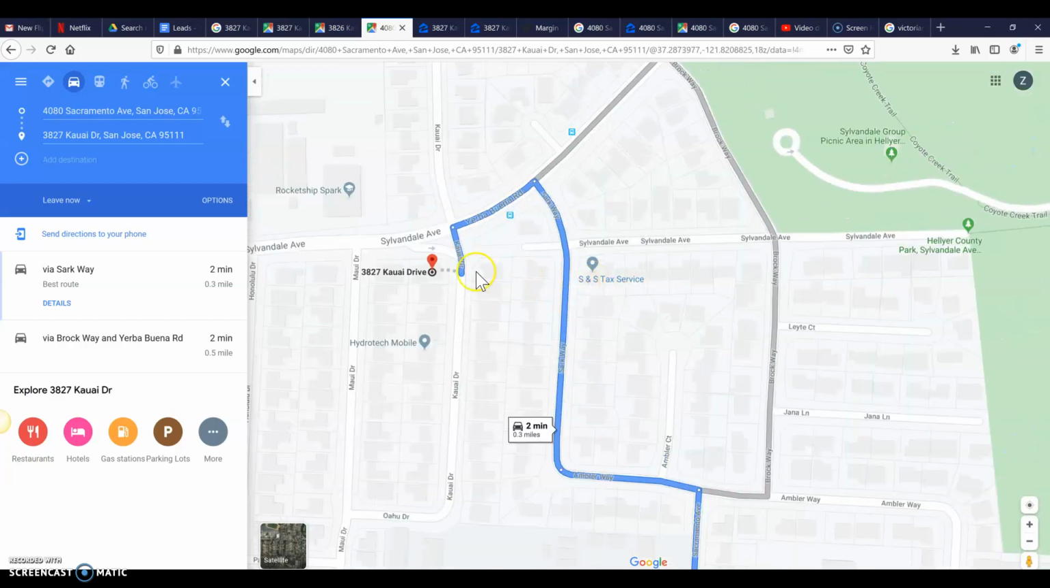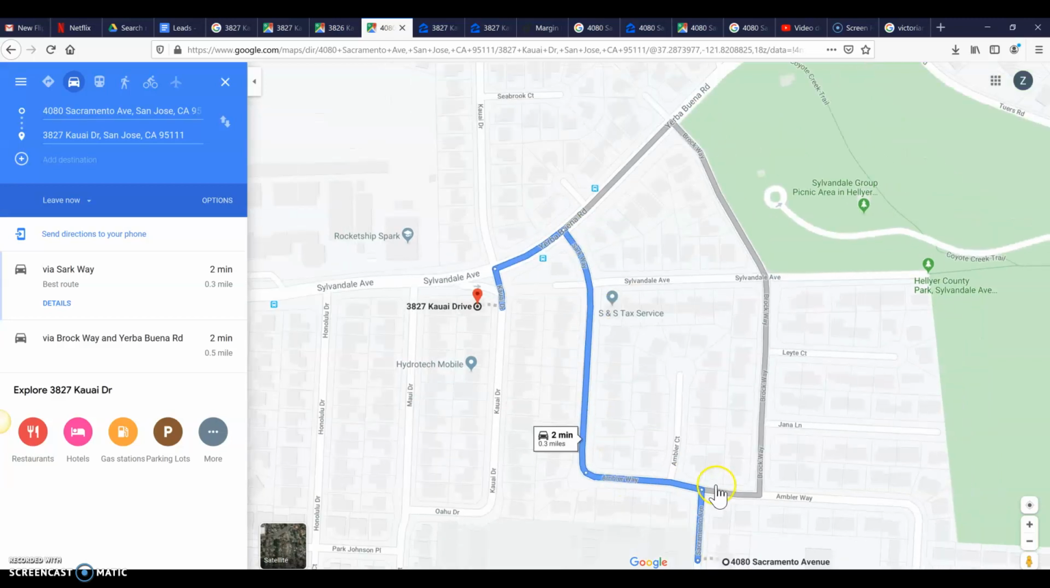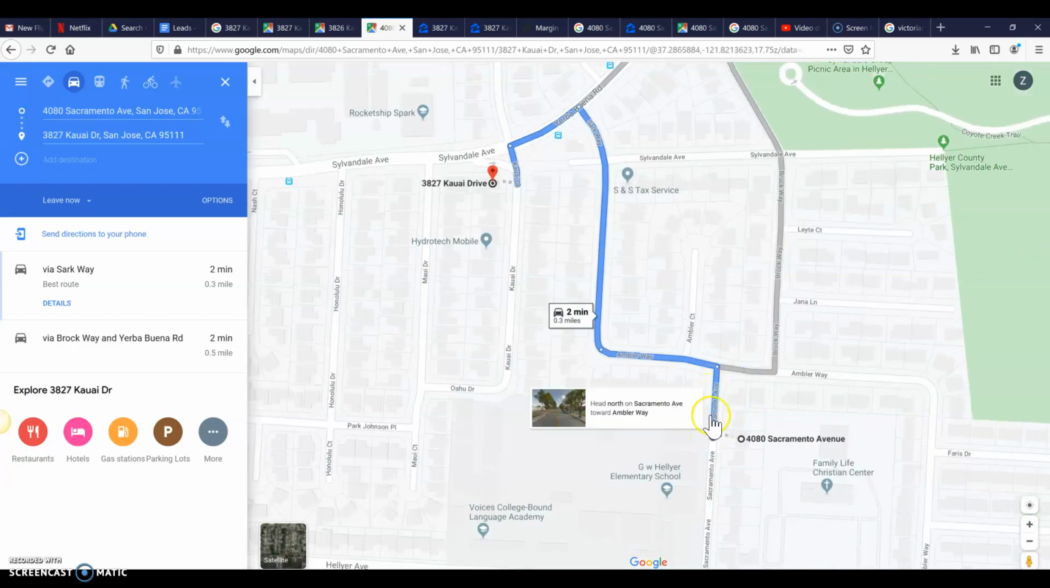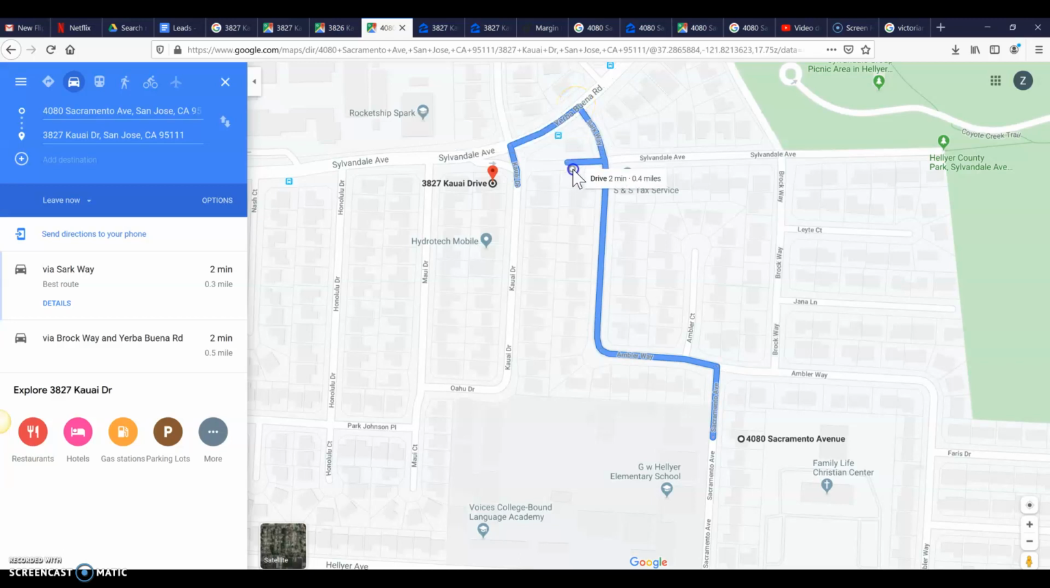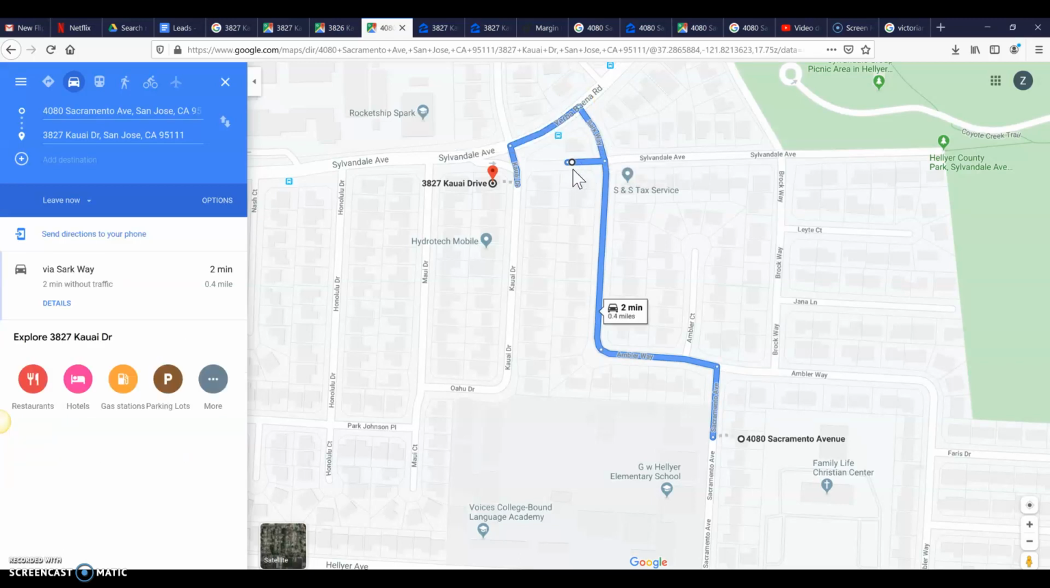Okay, this isn't 100% accurate when it comes to miles, and I'll show you why. Let's zoom in. It starts off at the front of the house, takes you up the street, takes you up another street, and you've got to go right, and go left, and go right again. It's not 100% accurate.